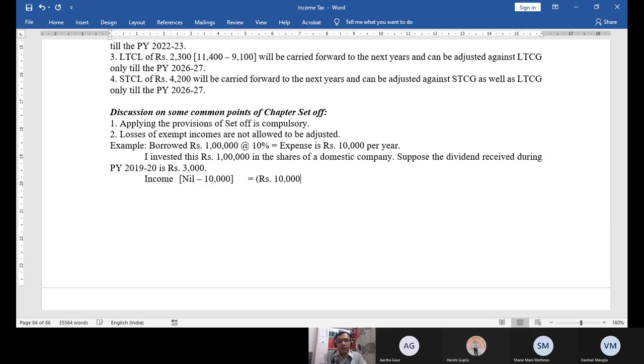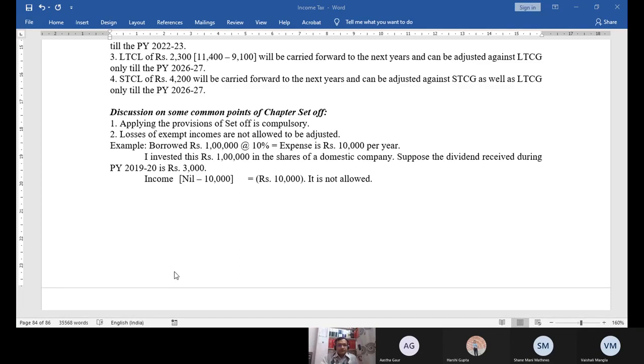Now in that case, you cannot say that I have 10,000 negative, so please allow it to be adjusted. Answer is no. Exempt income losses are not allowed to be adjusted. When income is altogether exempt, then don't show us negative income. This is the main point. It is not allowed. When the income itself has been made tax free, where does the question of negative arise? If the income is tax free, losses of exempt incomes are not allowed to be adjusted. This is my second point.